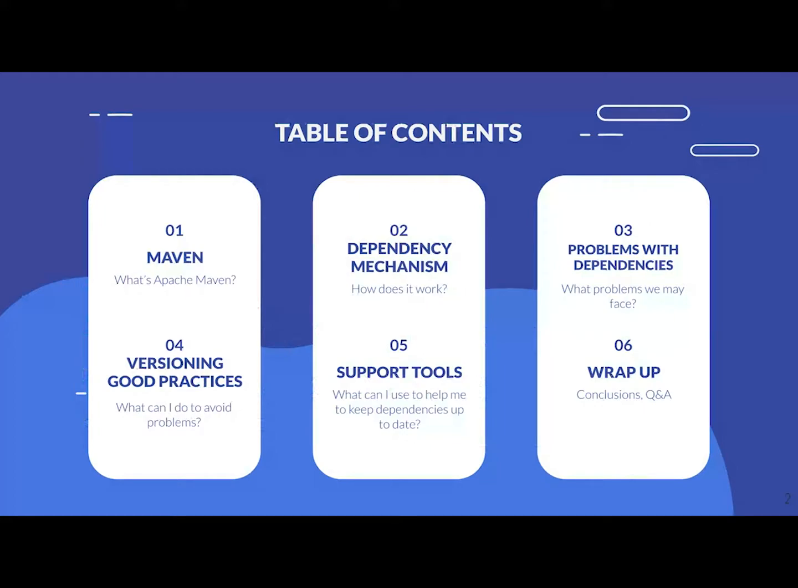First, just a refresher, what's Maven? The dependency mechanism of Maven, how does it work? What problems we might face when dealing with dependencies within Maven? What are some good versioning practices to avoid those problems? What tools can we use to keep our dependencies up to date? And I'll wrap up at the end where we have conclusions, questions, and answers.